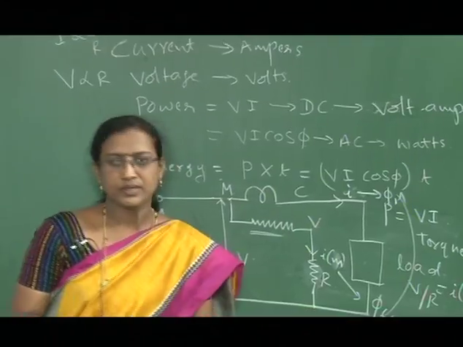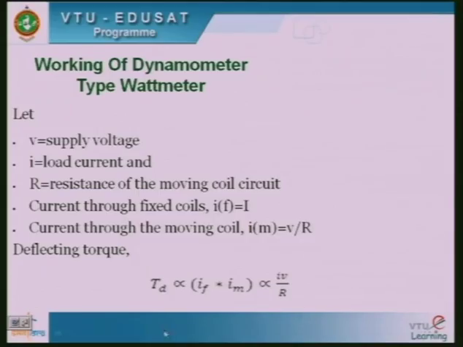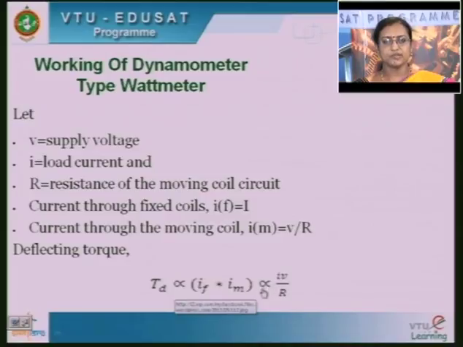So here Td, the deflecting torque, is directly proportional to the current flowing through the load and also the current flowing through the moving coil, that is directly proportional to IV. This is the current flowing through the moving coil, we have considered V by R, and the current flowing through the load we have considered I. When you substitute this, Td is directly proportional to IV divided by R.